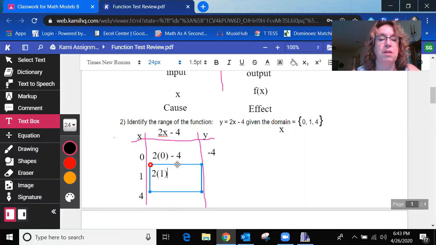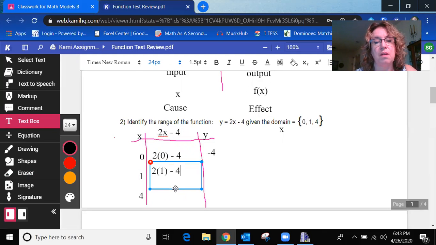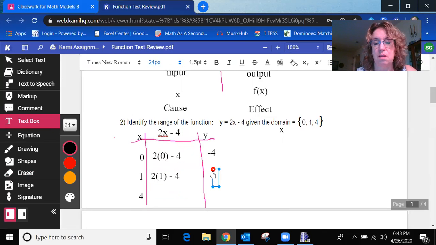Let me get that replaced. And then minus 4. Double the x, and then subtract 4. So I'm going to take my x, 2 times 1, and then subtract 4. So 2 times 1 is 2. 2 minus 4 is negative 2.